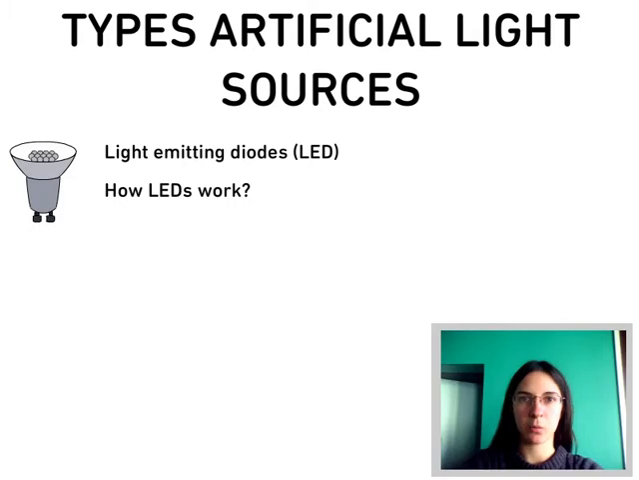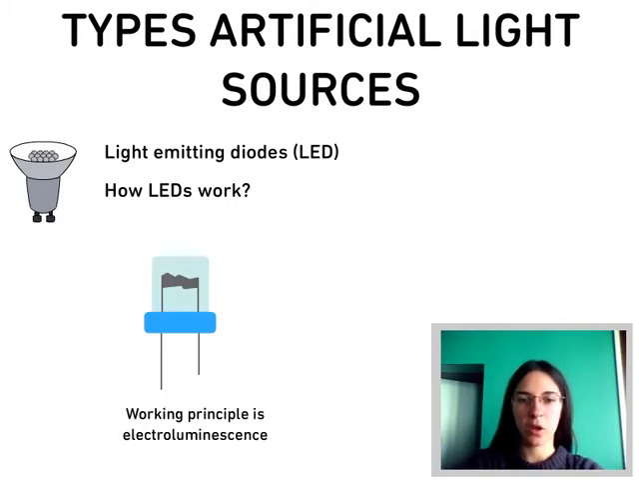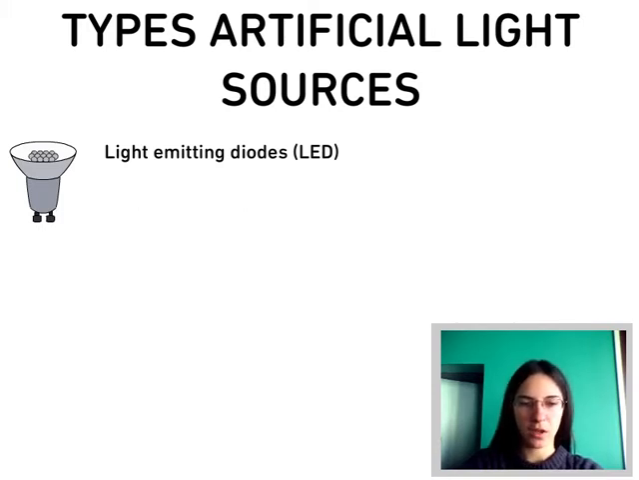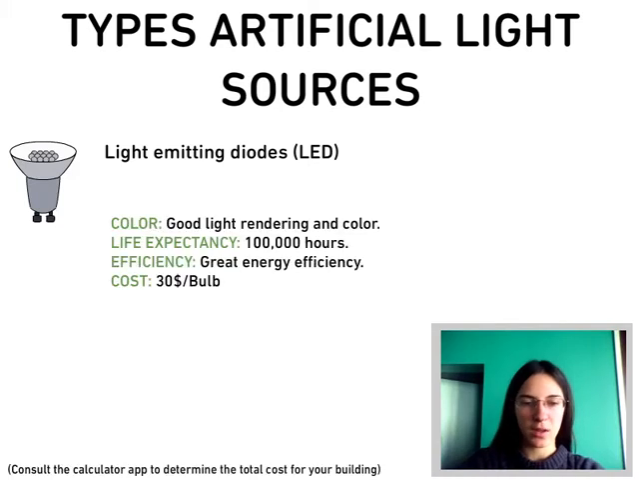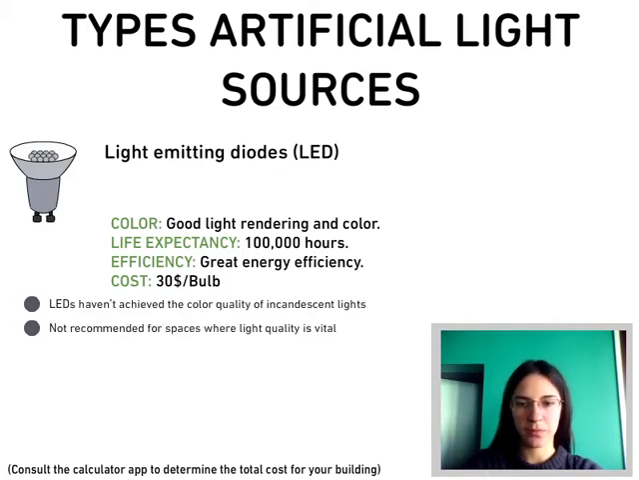How LED lamps work. The working principle is electroluminescence, which consists of the passage of electric current causing the material to emit light. Let's look at the LED specs. LED lights haven't achieved the color quality incandescent lights achieve, and because of that, they are not recommended for spaces where light quality is vital.